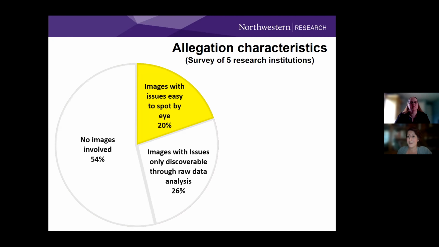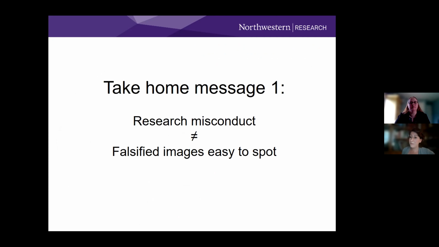However, as I said before, the majority of the literature and of the common discussion out there seems to focus on images that are easy to spot. And don't get me wrong, there's work to be done there too, but we need help on the rest as well. So the first take-home message is that research misconduct does not equal falsified images that are easy to spot, period. There's no middle ground there. Institutions are not just working on what you can spot by looking at images. And the majority of what you do actually does not involve those kinds of things.